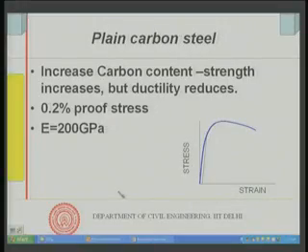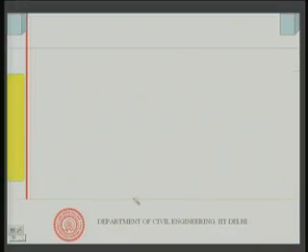So, that is proof stress, and of course, we know that most of our plain carbon steel will have modulus of elasticity 200 GPa. So, let us see the alloying effect on plain carbon steel.